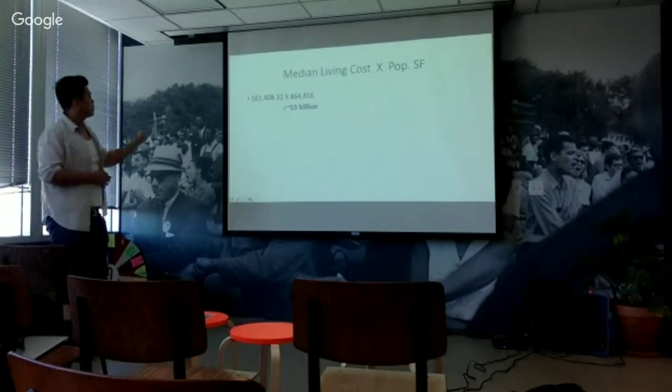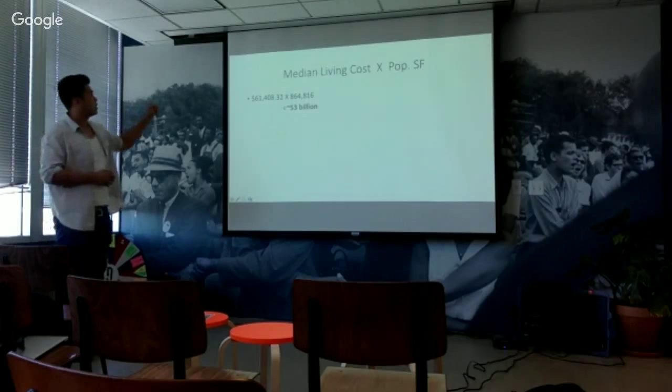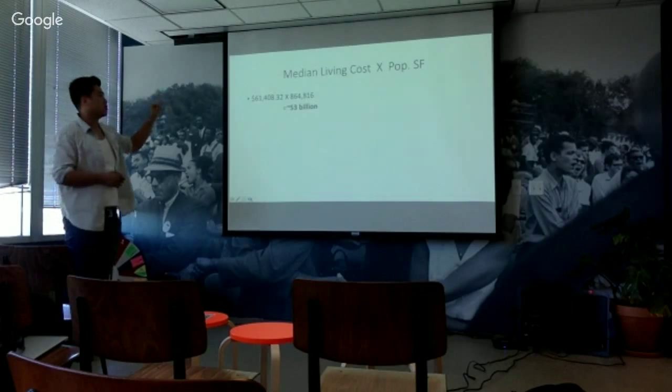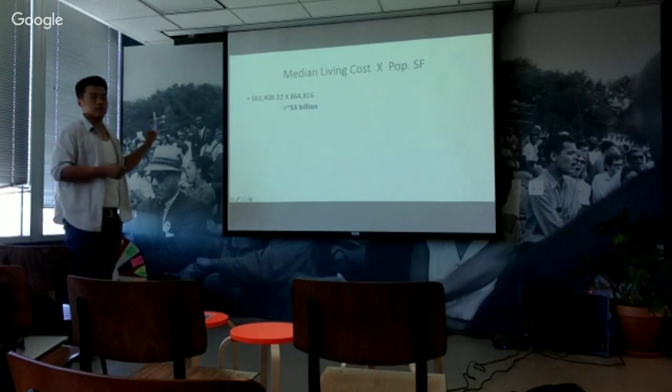rent. And if you take that number and you multiply it by 864,816, which is the population of San Francisco, that's $53 billion that we would need to provide everyone a median level of basic income.